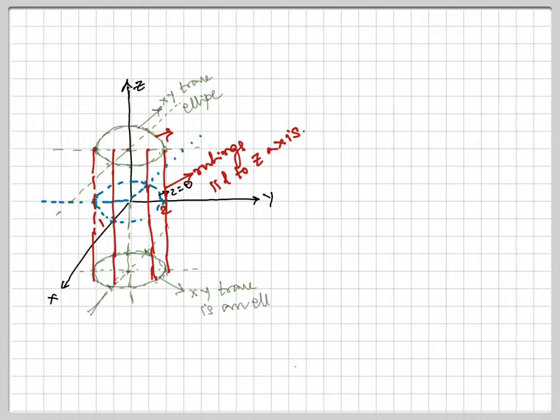So the top ones are all xy traces. These are all ellipses. At all values of k, these are ellipses, and this surface is called an elliptic cylinder because the base is an ellipse and it's in cylindrical shape. Hope this video helps.